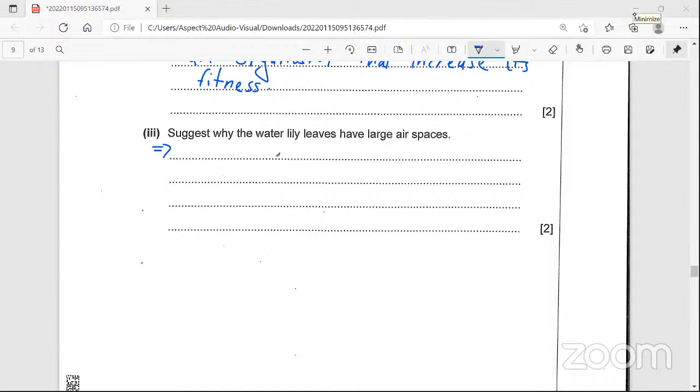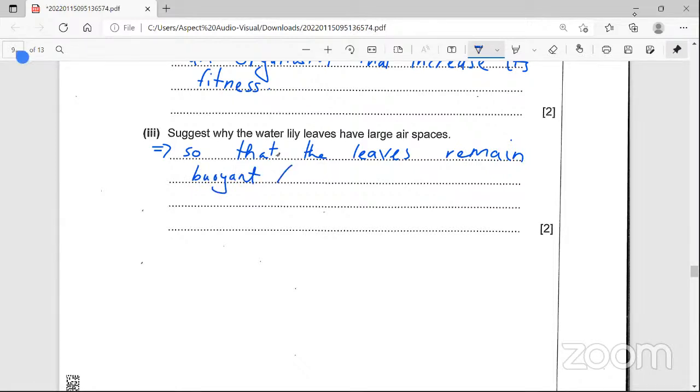Now suggest why the water lily leaves have large air spaces. Why do they have large air spaces? Yes, Rosa? So that the leaf can float on the surface. Exactly. So that the leaves remain buoyant or float on the water surface.